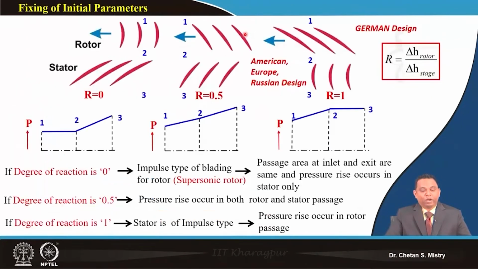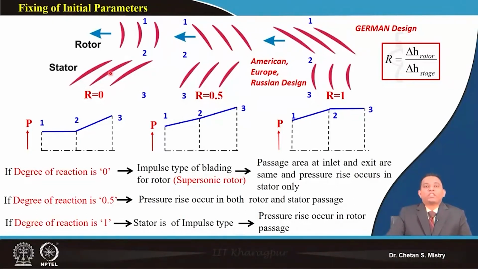Now we have learned about an important parameter called degree of reaction. We have defined it as the static enthalpy rise in our rotor divided by the static enthalpy rise in the stage. We have discussed the cases when degree of reaction is 0, 50%, and 100%. What we realized is that when the degree of reaction is 0, my whole work is done in the stator. The rotor is not doing any kind of compression.